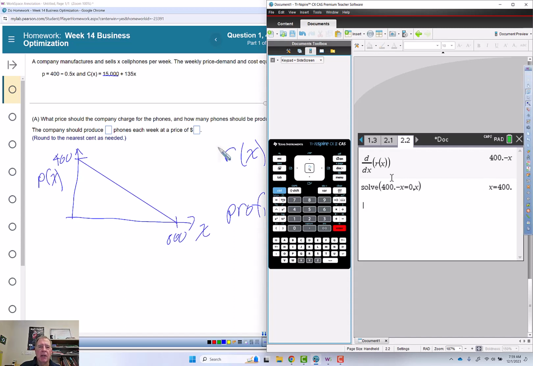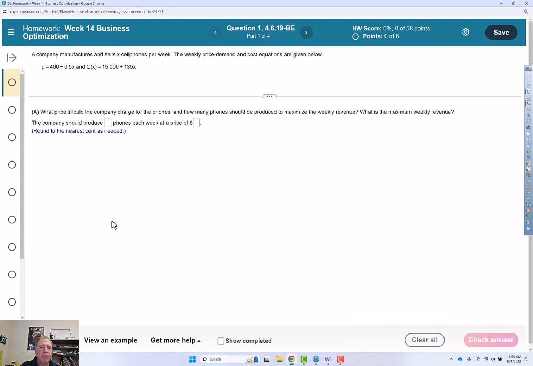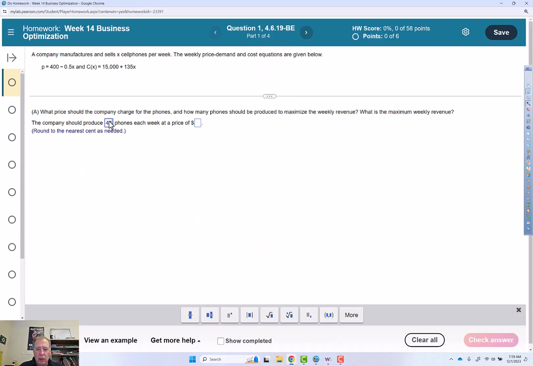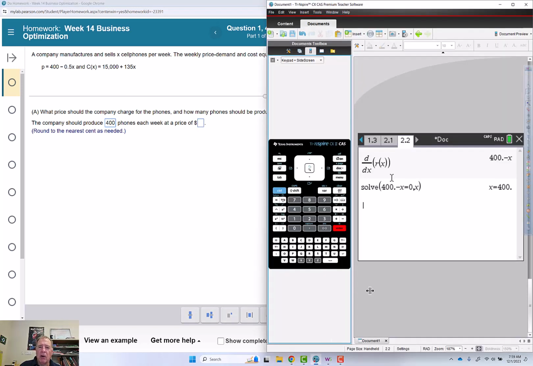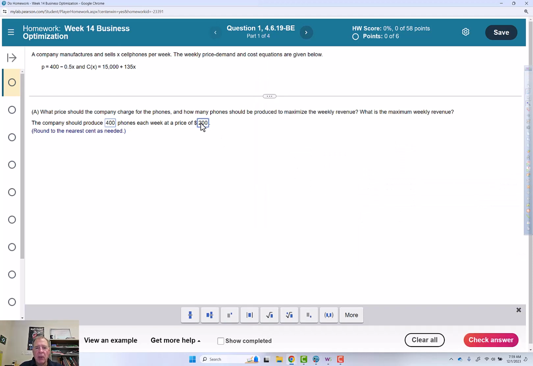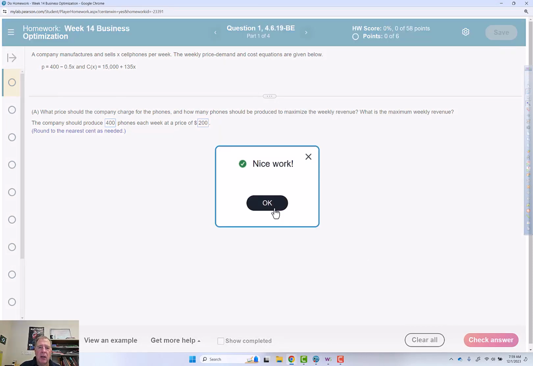So that tells me I need to make 400 phones to maximize my revenue. So we'll go put that in, 400 phones. And then what do we need to charge as the price? So we're going to go back to the demand curve. P of 400 is $200 a phone. We'll check that answer. Nice work.